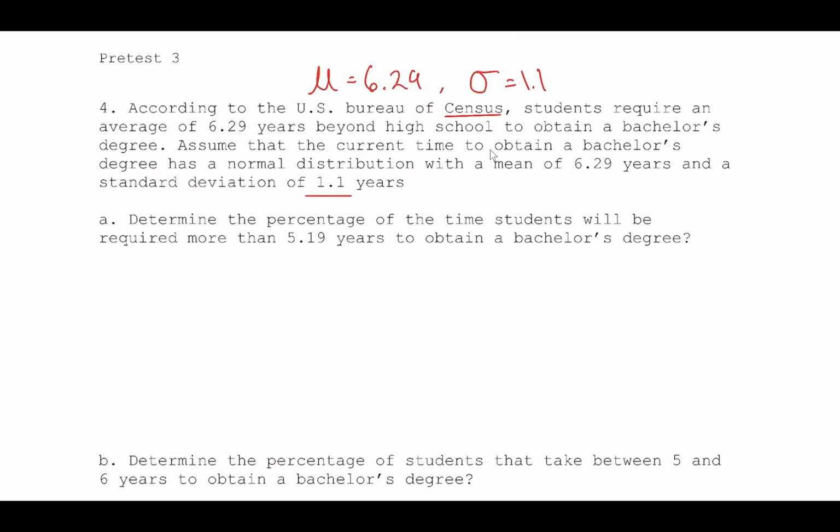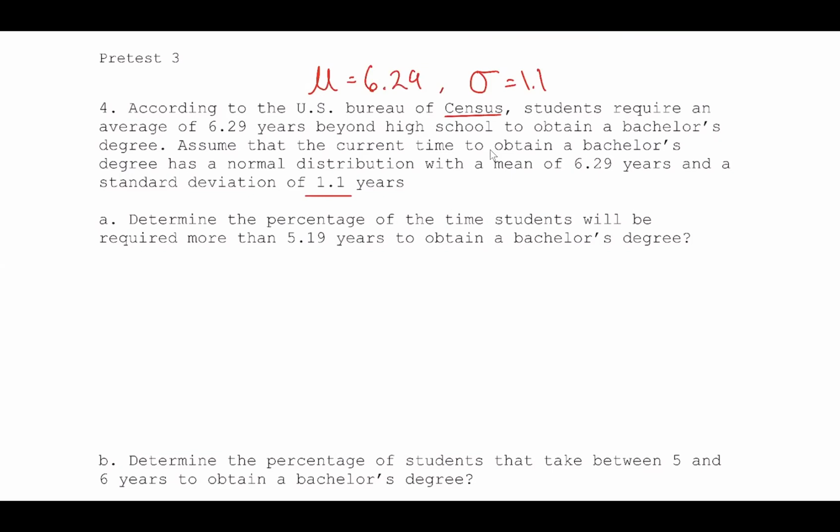All right, so that's my mu and that's sigma. Any question for mu or sigma? All right. So for part A, it says determine the percentage of the time a student will require more than 5.19 years to obtain a bachelor degree.